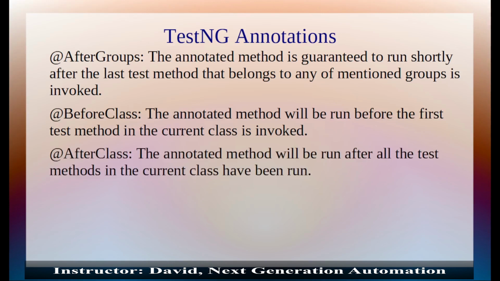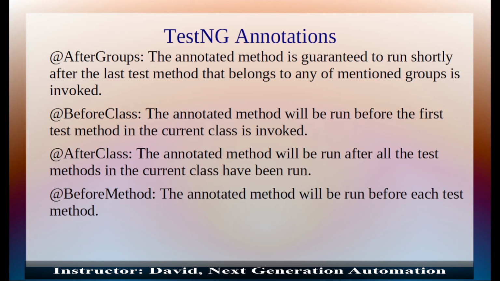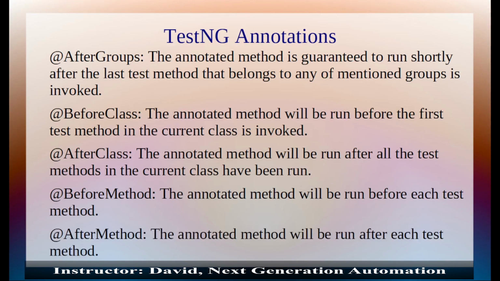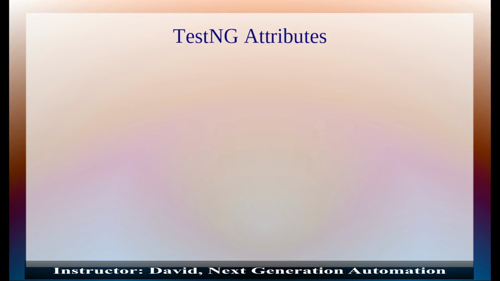@AfterClass annotation: the annotated method will be run after all the test methods in the current class have been run. @BeforeMethod annotation: the annotated method will be run before each test method. @AfterMethod annotation: the annotated method will be run after each test method. Now let's understand about the TestNG attributes that can be used by TestNG annotations: BeforeSuite, BeforeTest, AfterTest, BeforeGroups, AfterGroups, BeforeClass, AfterClass, BeforeMethod, AfterMethod.